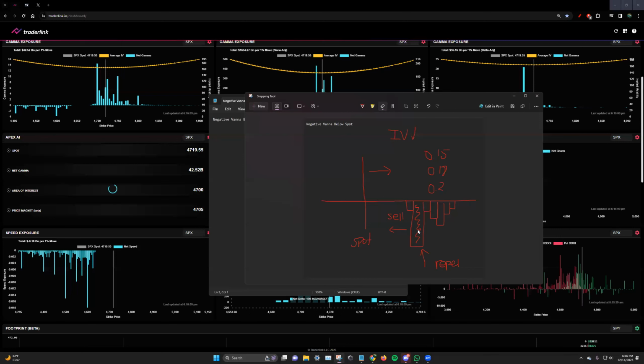After OPEX, obviously they kind of go away and you focus back on Gamma, but that's essentially the very basics of understanding the timing of when to use Vanna. That's basically the 2 weeks before OPEX, or the week before OPEX, or the week of OPEX.